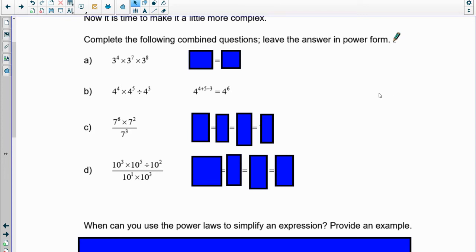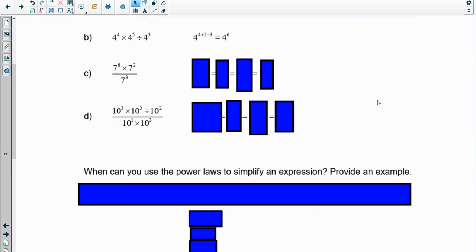Okay, going back up to the first one, 3 to the 4 times 3 to the 7 times 3 to the 8 means that these are all related by multiplication. The bases are all the same, so I just have to add 4 plus 7 plus 8, which gives me 3 to the power of 19.